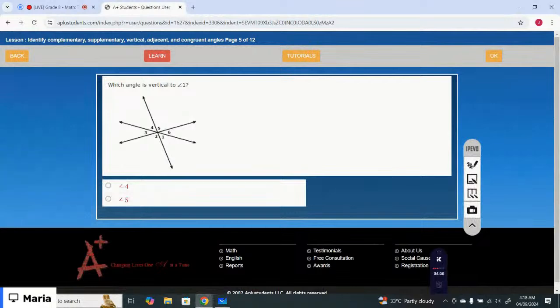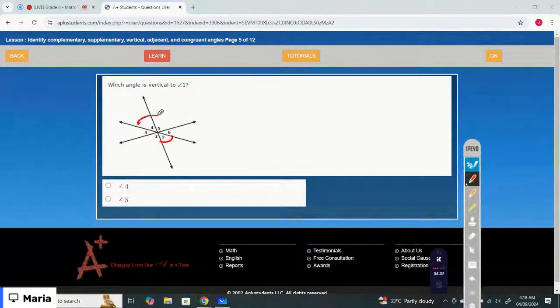Which angle is vertical to angle 1? Which is the correct option? Vertical angles are the angles that are formed on the opposite sides of two intersecting lines, right? So here is angle 1, right? So vertical to angle 1 is angle 4. So the correct option is angle 4 is vertical to angle 1. The correct option is angle 4. Option number 1 is the correct option, right?